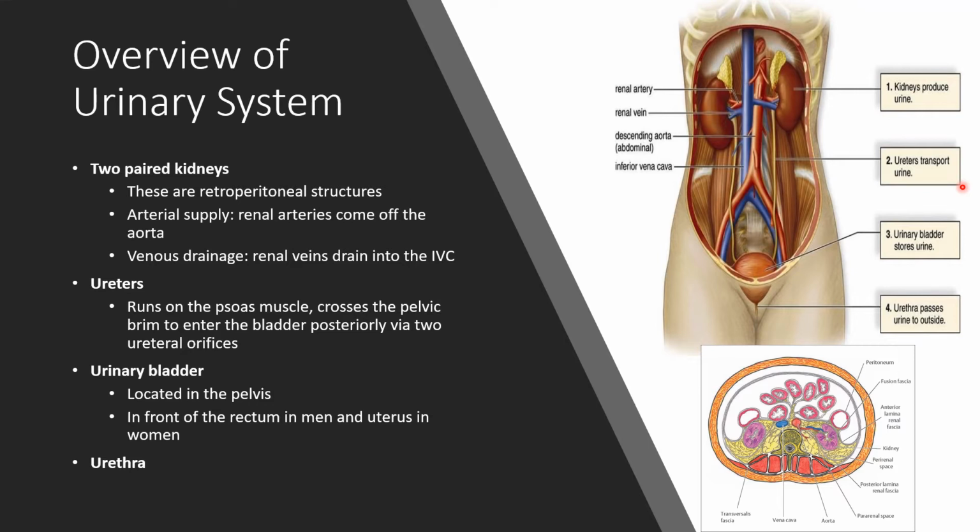The ureters carry urine out of the kidney, and they run on the psoas muscles. They cross the pelvic brim right here. They cross the bifurcation of the iliac artery on both sides, and they enter posteriorly into the bladder through the two ureteral orifices. The urinary bladder here is located in the pelvis, in front of the rectum in a male and in front of the uterus in a woman. Then you have the urethra, which carries urine from the bladder out into the toilet bowl.